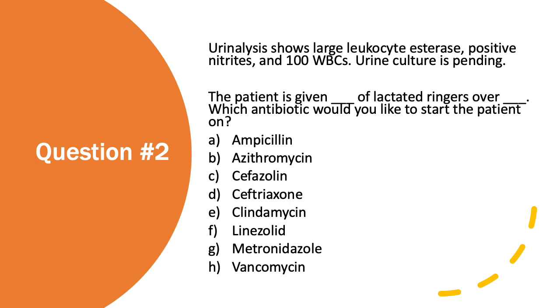Ampicillin is used to treat meningitis in alcoholics and the elderly. Azithromycin treats atypicals in pneumonia. Cefazolin treats gram-positives, so mainly used in skin and soft tissue infections. Clindamycin and metronidazole treat anaerobes. Finally, linezolid and vancomycin treat MRSA and enterococcus.